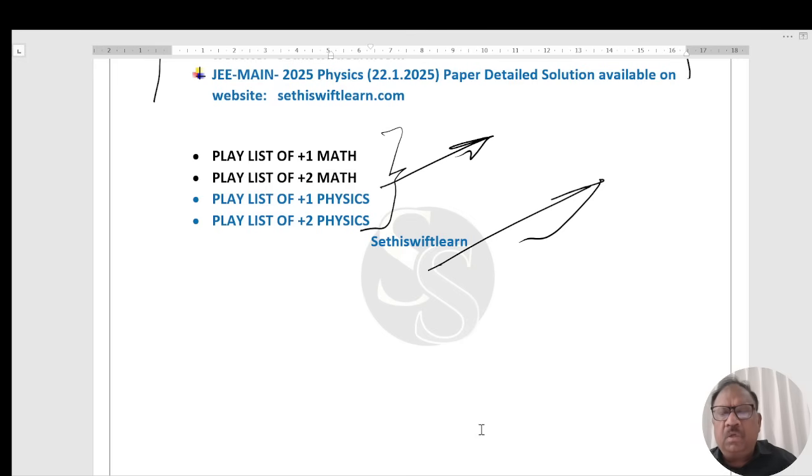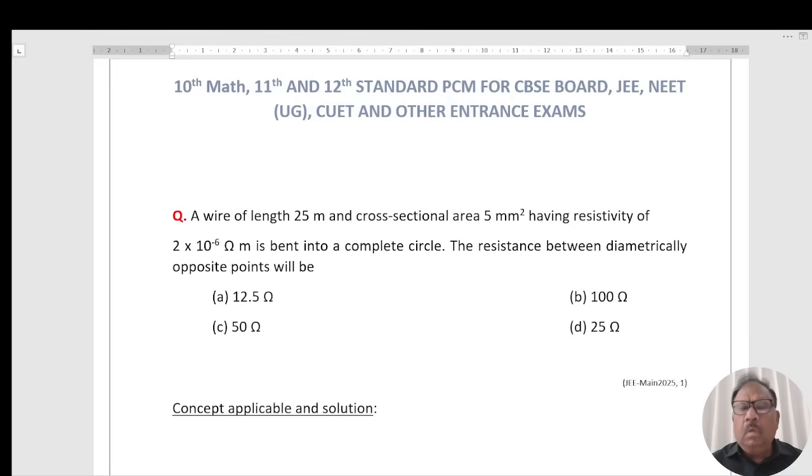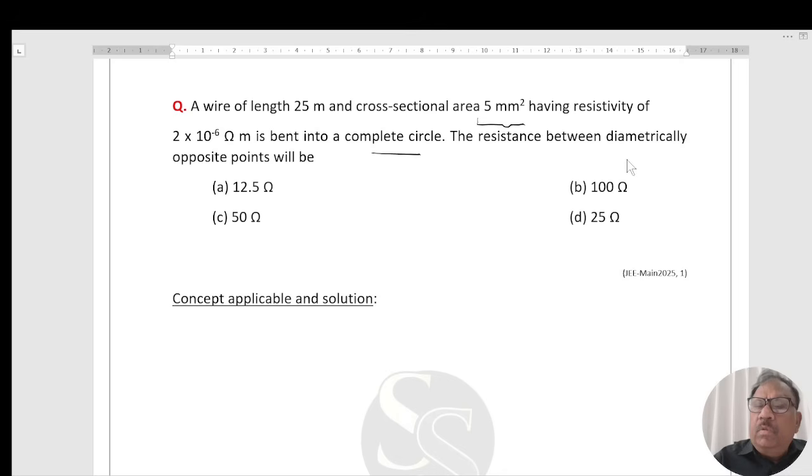Now let's start with the question and concept. Question is, a wire of length 25 meter and cross section area 5 mm square, having resistivity of 2 into 10 to the minus 6 ohm meter, is bent into a complete circle. The resistance between diametrically opposite points will be. Four options are given, one of the options is correct. Question is taken from JEE Main 2025.